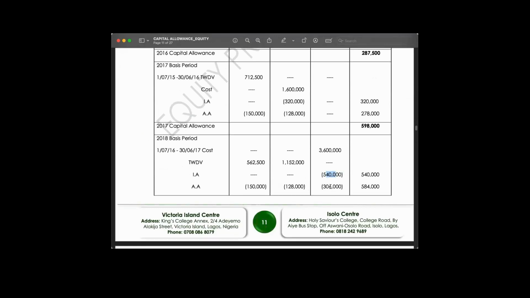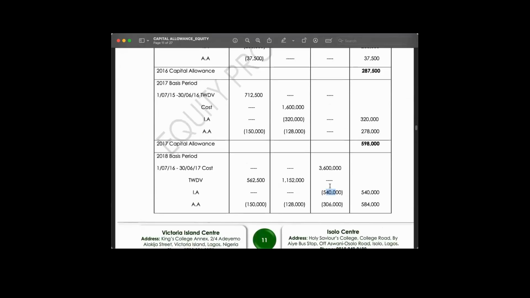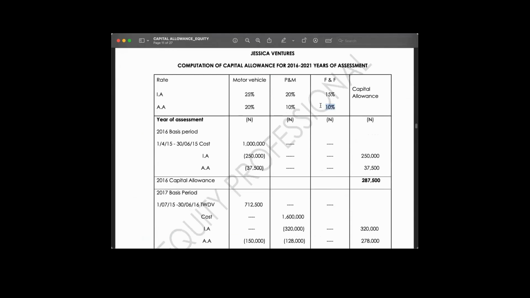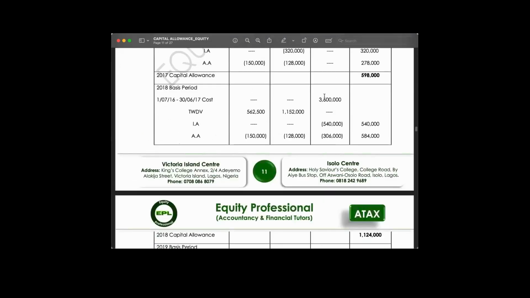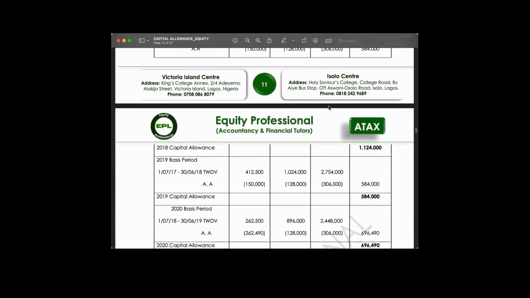This asset is supposed to use 10 years by virtue of the rates. So I'm now going to say this minus this divided by 10 years. Why are we using 10 years? Because our annual allowance rate is 10%. Why are we not prorating? Because our base period is 12 months. We don't need to prorate. So we get our answer.